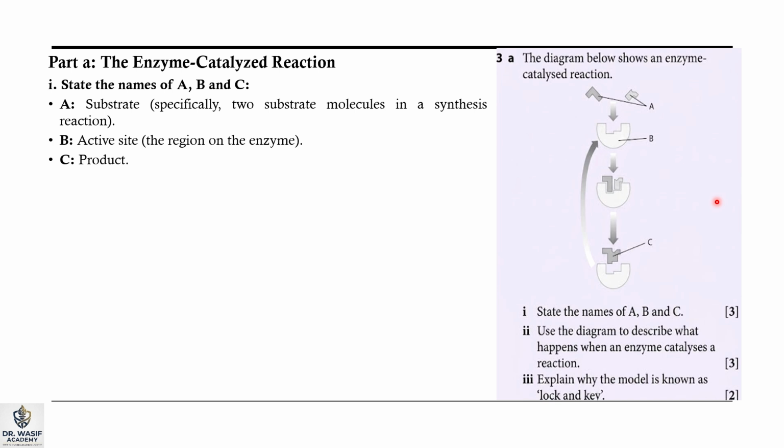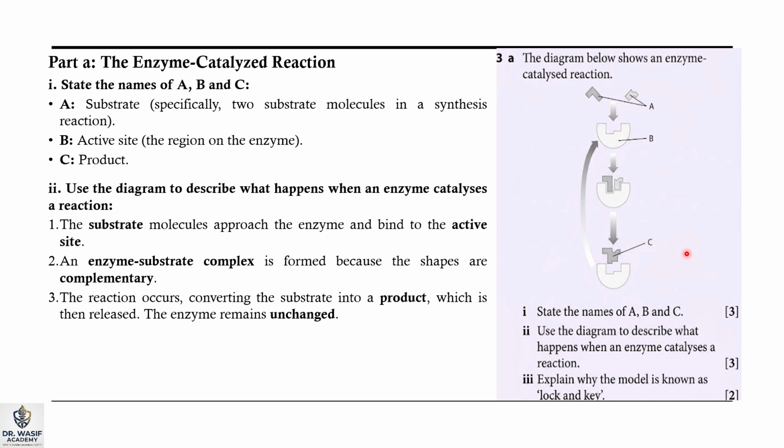First of all, the question is, state the names of A, B and C. A, you can see, is the substrate, specifically two substrate molecules in a synthesis reaction. And B is the active site. Ignore this one, even this has not been asked. This is the key fitting into the lock, and what is C? This is the product. So A is the substrate, B is the active site and C is the product.